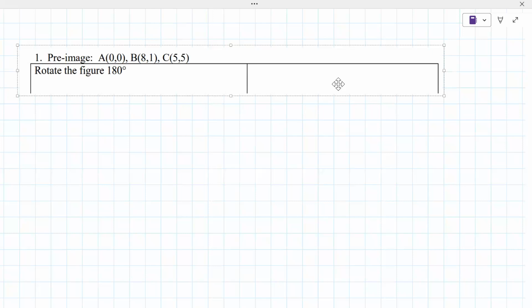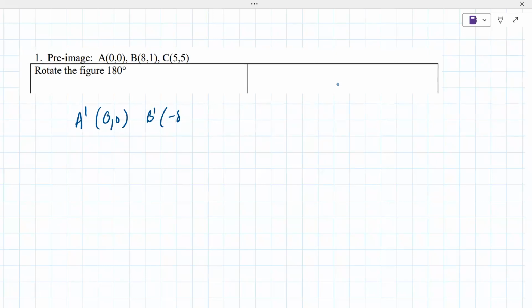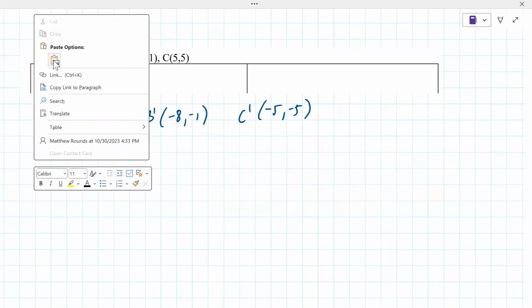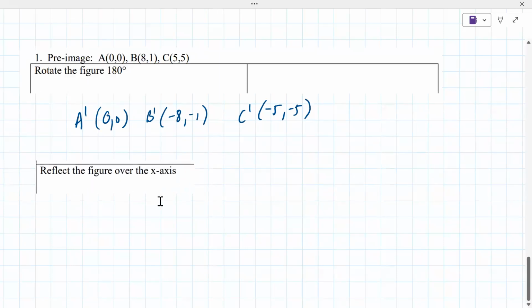E prime stays the same. A prime is 0, 0. B prime is -8, -1, and C prime is -5, -5. Yeah, so not too bad. And then the next one they have here on this list is to reflect over the x-axis.